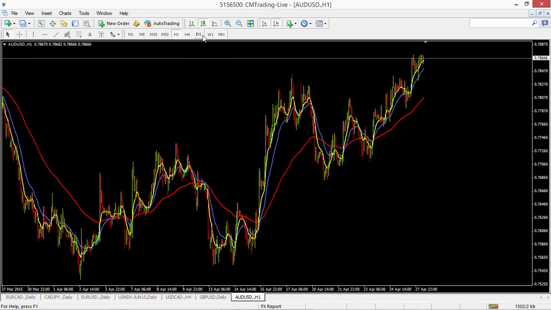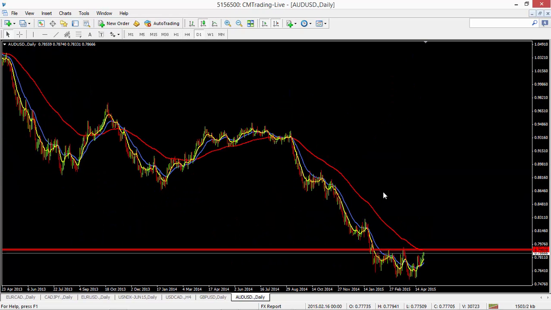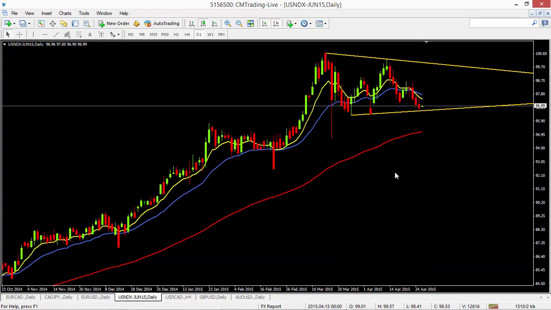If I go up to a daily chart, we can see a very strong resistance level. So it's Australian dollar, US dollar, on the smaller time frame, probably looking for shorts at that resistance. If it breaks above resistance, then I might be interested in some longs, but I'd keep it small with any Aussie dollar trade.